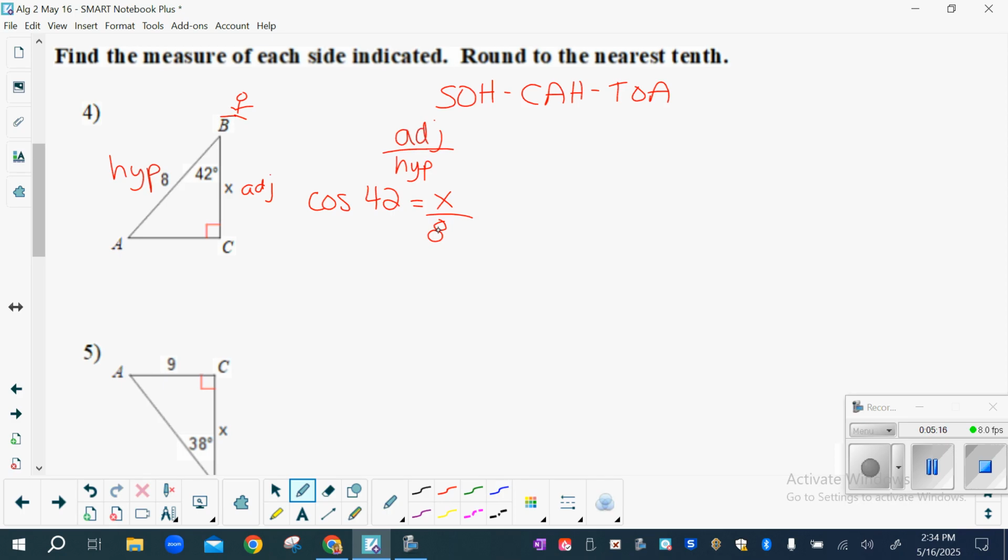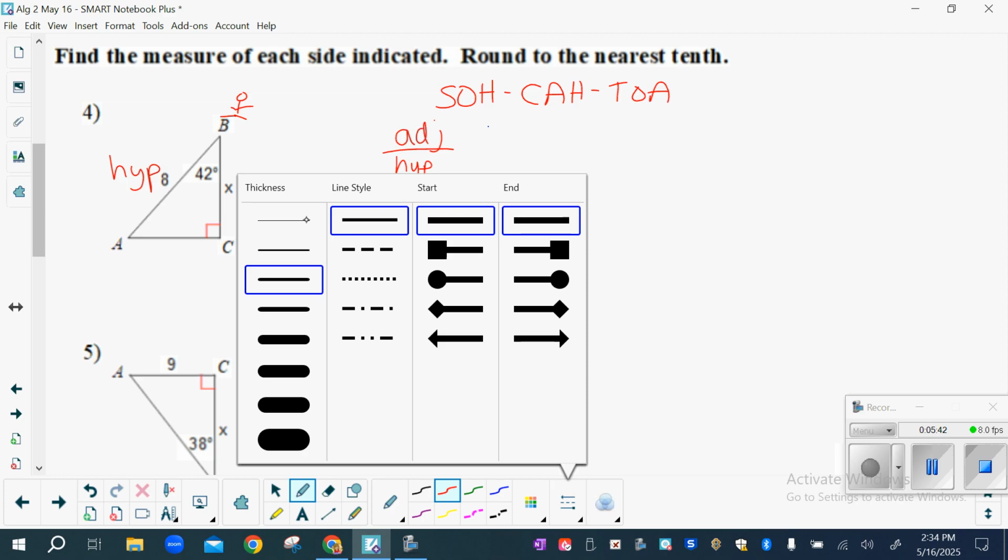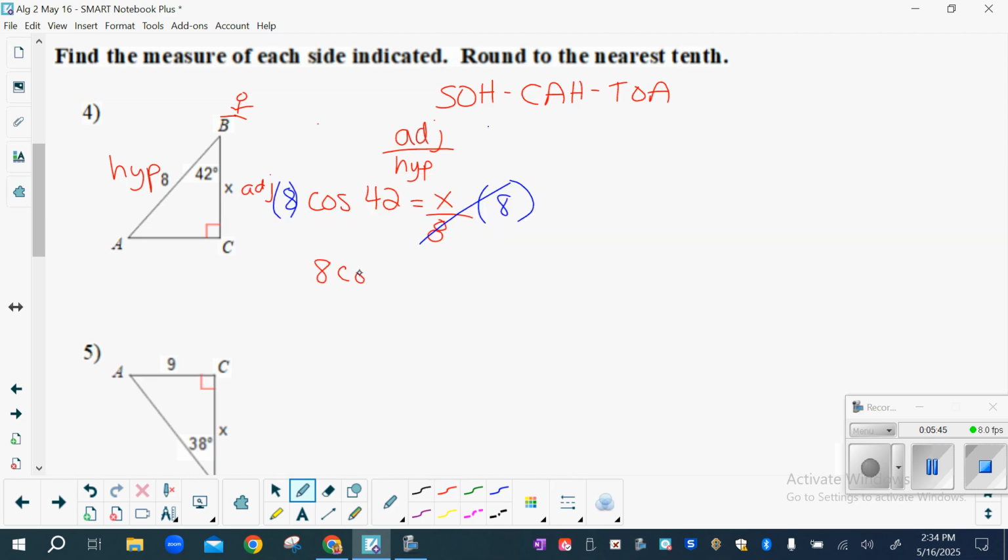This group back here: how would we solve that? What would we do next to solve it? We want to find x, so we've got to get the x alone. What are we going to do? Multiply both sides by 8. So the 8's cancel, and we get 8 times cosine of 42 equals x. And so we're going to use our calculator.